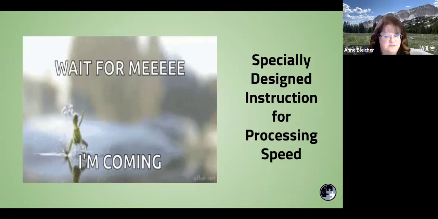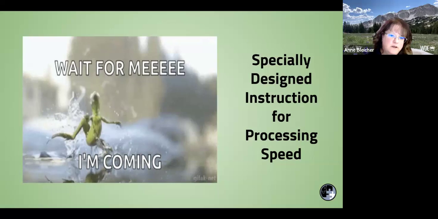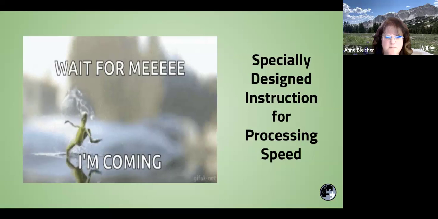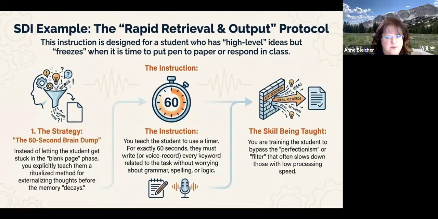And so the goal of this specially designed instruction is to transition the student from a passive waiter to an active manager of their own cognitive tempo. So in this first example, you may have to teach this to students, and I wouldn't anticipate that it would take very long, but it's the 60-second brain dump, where you work with students to get them out of that blank page phase, and you explicitly teach them to externalize their thoughts before their memory gives out on them.